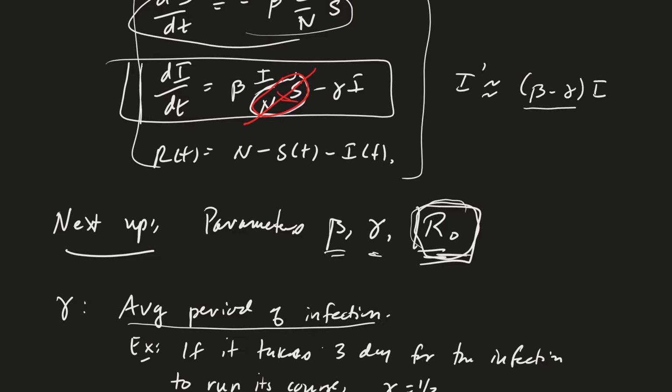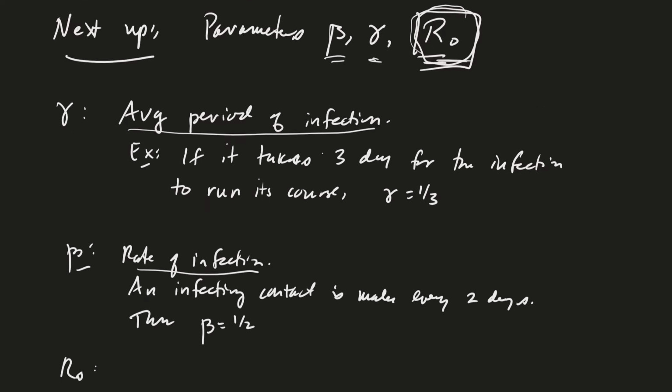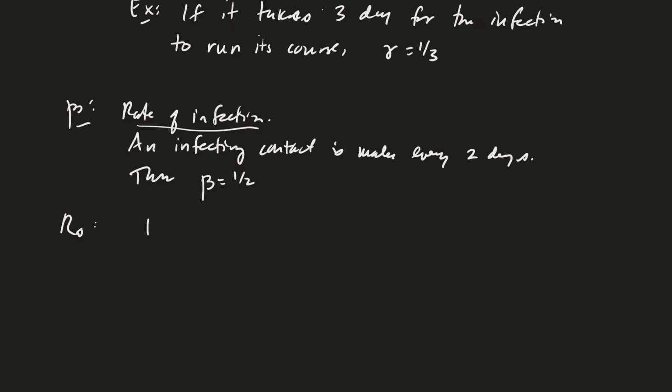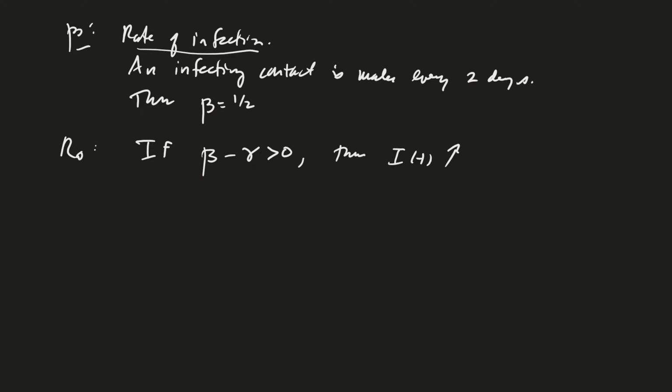Now if this number right here is greater than 0, what does that mean? That means that your number of infections is increasing, right? And so that is what leads to an epidemic. So we can say that, just generally speaking, if beta minus gamma is greater than 0, then I of t increases.